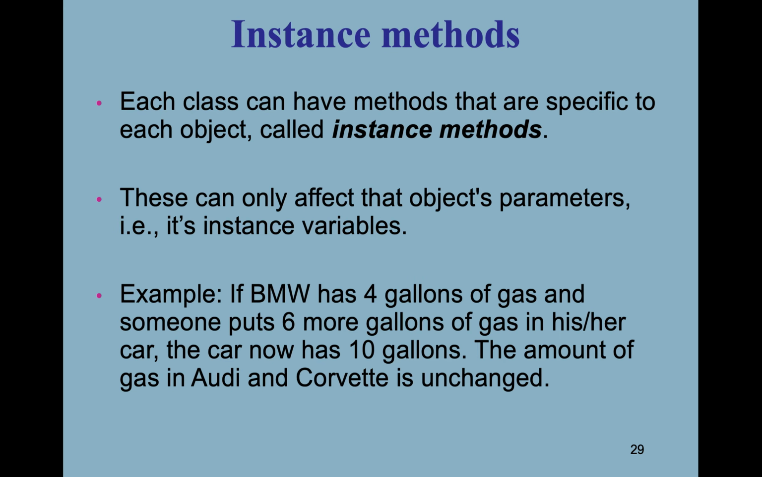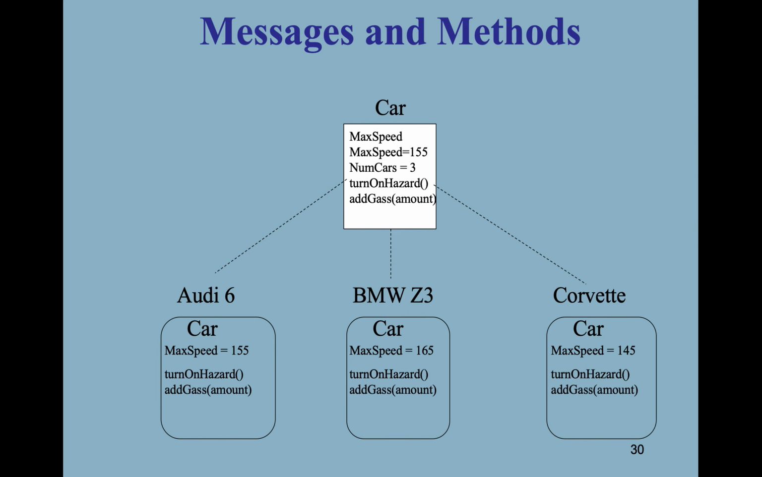Instance methods. So each class can have its own specific instance messages. They can only affect the object's parameters for that instance. They don't affect everybody else. If the BMW has 4 gallons of gas and someone puts 6 more gallons of gas in his or her car, the car now has 10 gallons, and the amounts for the Audi and the Corvette and all the other objects have not changed. Only that one particular instance has. So we have an add gas method just added to our chart.